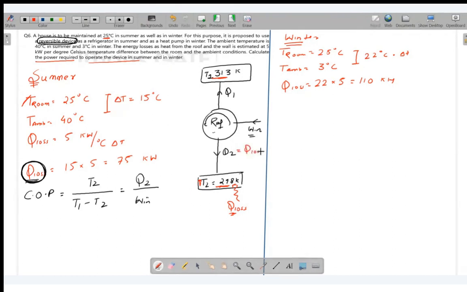So Q2 is equal to Q loss, which is equal to 75 kilowatt. Okay. So COP is T2 upon T1 minus T2, which is 298 upon 313 minus 298, which is 15. Q2 is 75, and work input, simple. You can calculate the work input. How much? I think 3.774. How much is this?